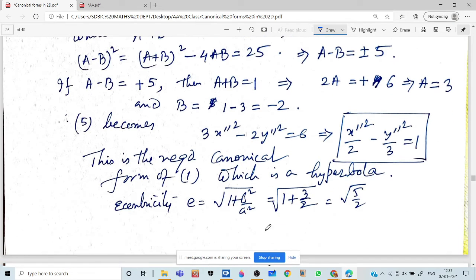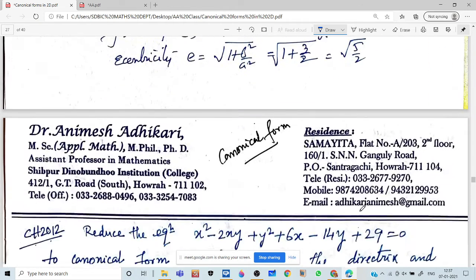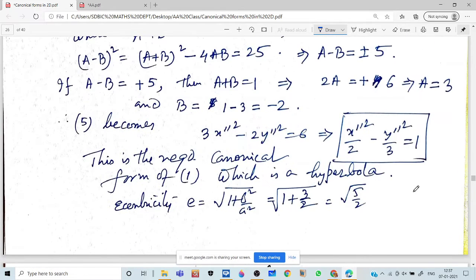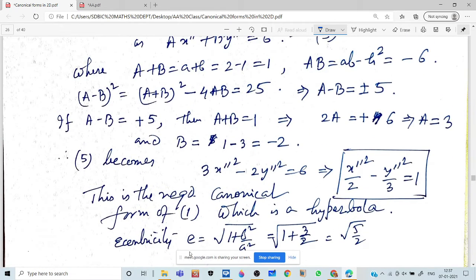And eccentricity is given by this: e is equal to root over 1 plus b square by a square, and hence e is equal to root over 5 by 2. Eccentricity is given by this, and this is the result. You can also take the value of A minus B is equal to minus 5 and you get this change, alternatively, A is equal to minus 2 and B is equal to 3.